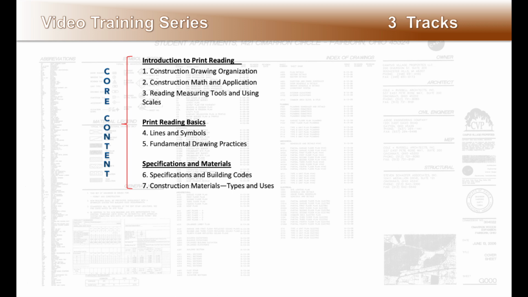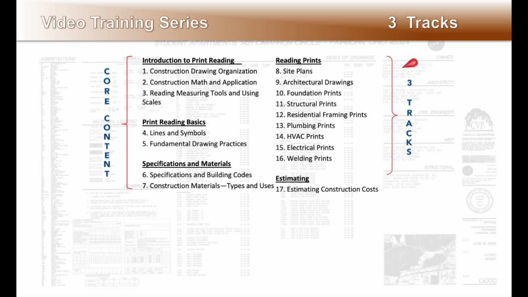The textbook is broken down into core content. Units 1 through 7, which is a set of knowledge and activities that all print readers need to know. I call this the core information. It includes drawing organization, construction math, reading scales, what are those lines and symbols, fundamental drawing, introduction into specifications and building codes, along with an introduction to construction materials.